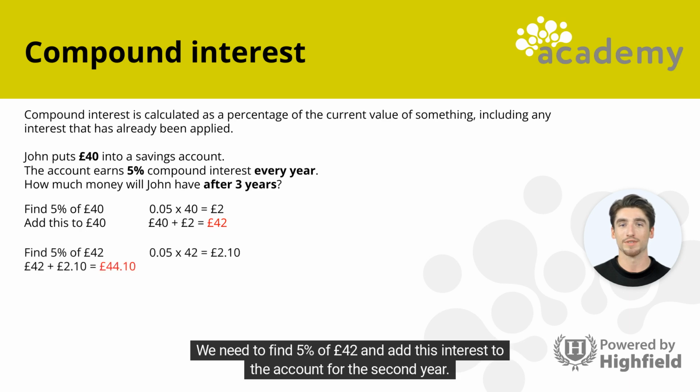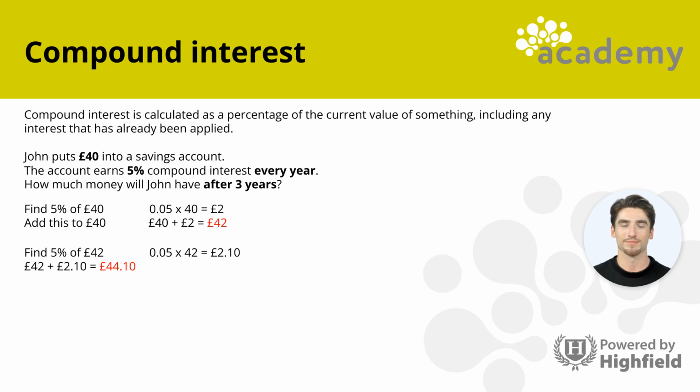We need to find 5% of £42 and add this interest to the account for the second year. 0.05 multiplied by 42 equals 2.10. 5% of 42 is £2.10. £42 plus £2.10 equals £44.10. John will have £44.10 after 2 years.